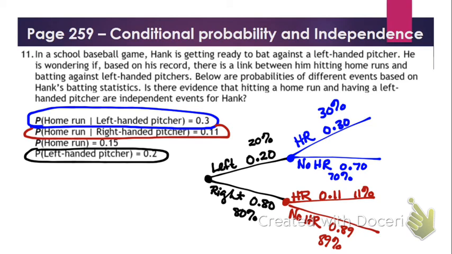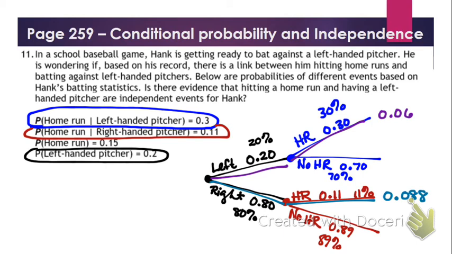I want to calculate the probability that Hank got a left-handed pitcher and hit a home run. 0.06. Right-handed pitcher and hit a home run. 0.088. Are his chances the same with both types of pitchers?